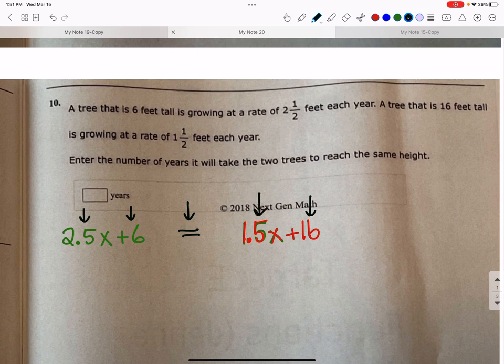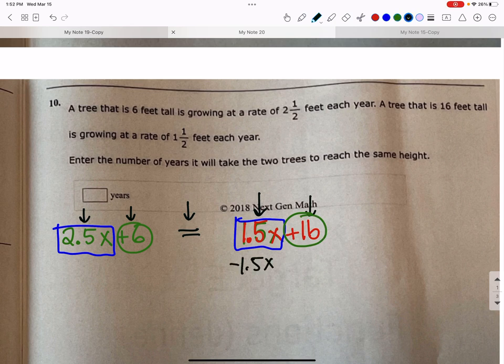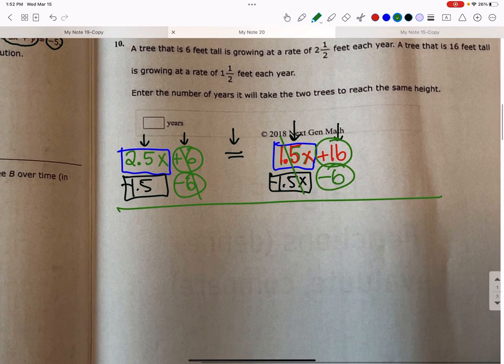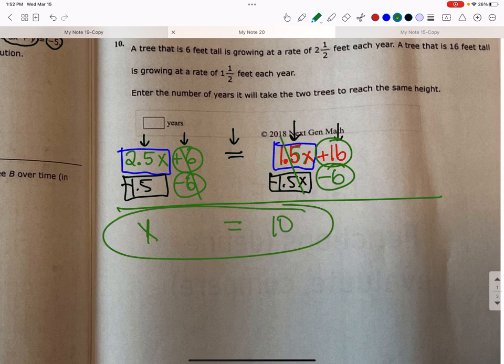All right, so here's an X team, here's an X team, here's a number team, here's a number team. So I'm going to subtract 1.5x from this side and move it over here, minus 1.5x. I'm going to subtract 6 from over here and subtract 6 from over here. See ya. 2.5 minus 1.5 is just 1. So x equals 10. After 10 years, they're going to be the same.